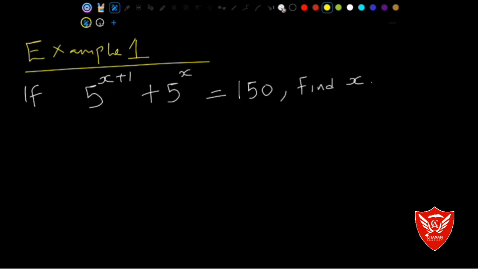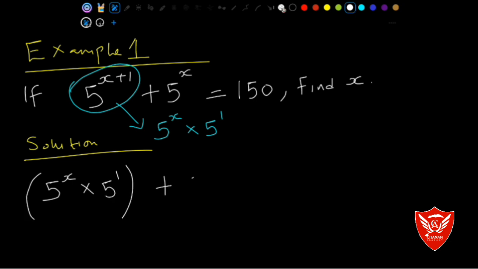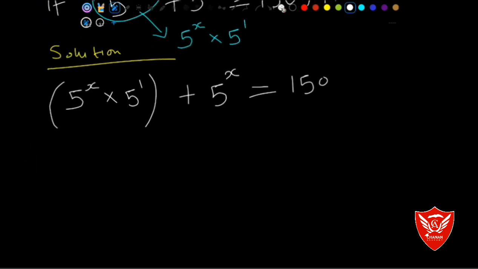Alright, so let's take some questions to explain this much better. We are asked to find x in this equation. Let's do the solution. The first thing we need to do is to break it down. From the indices law discussed in part 1, you know that this can be equal to 5^x multiplied by 5^1, because whenever you have multiplication, you add the power. So we can say 5^x multiplied by 5^1, all in brackets, plus 5^x equal to 150.